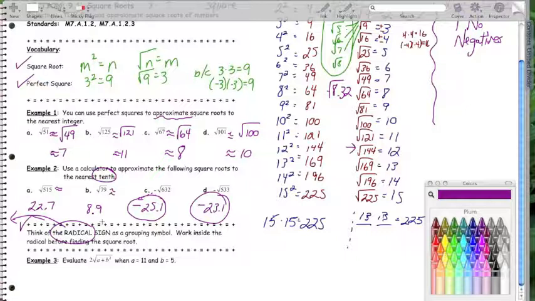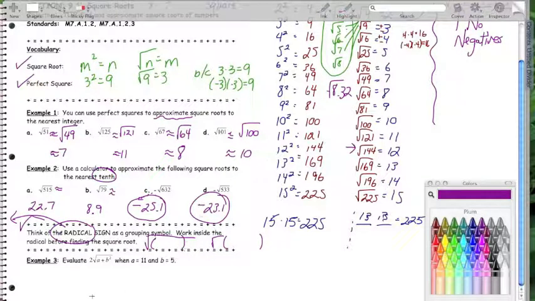So it says think of the radical sign as a grouping symbol. Work inside the radical sign before finding the square root. So basically we're going to want to think of whatever is underneath our square root symbol as being in parentheses. If you're using the TI-84 calculator that we use in class, it automatically gives you a parenthesis when you hit square root. It does that because everything under the square root symbol has to be dealt with first, and then you deal with things outside of it.